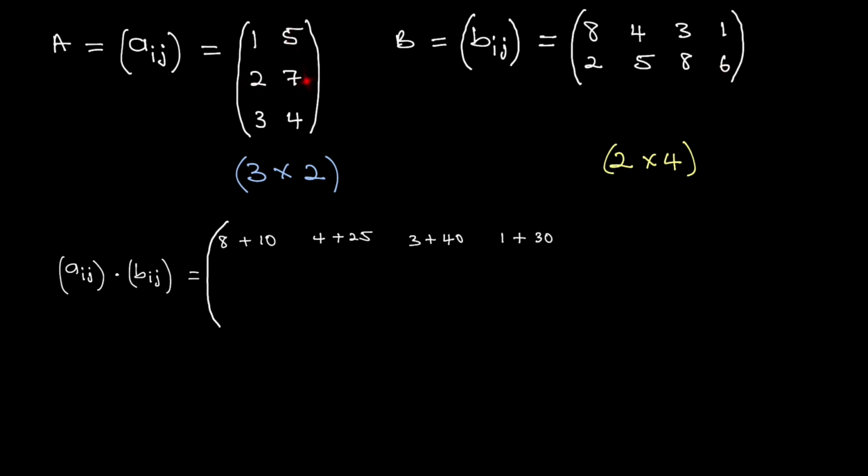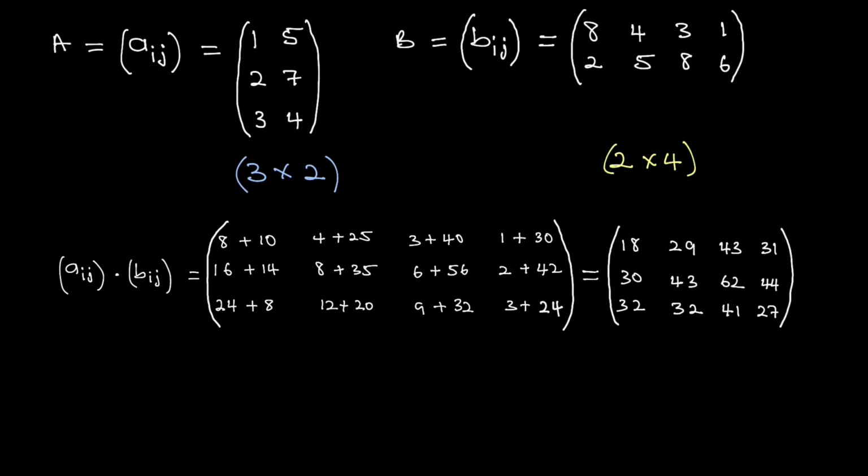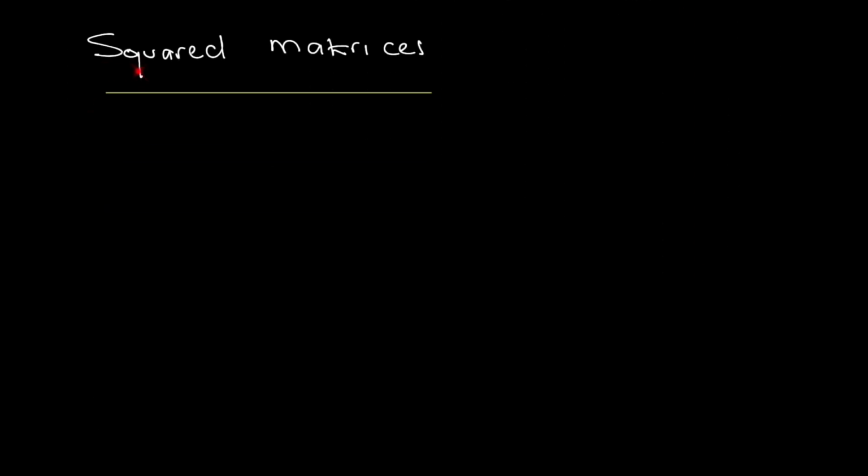And then we do the same thing with the other rows and columns. Finally, we do the third row with each column. And this is what we get. Then we add them together. We get 18, 29, 43, 31, 30, 43, 62, 44, 32, 32, 41, and 27. And that's the final matrix. This matrix is 3 by 4, as we expected.